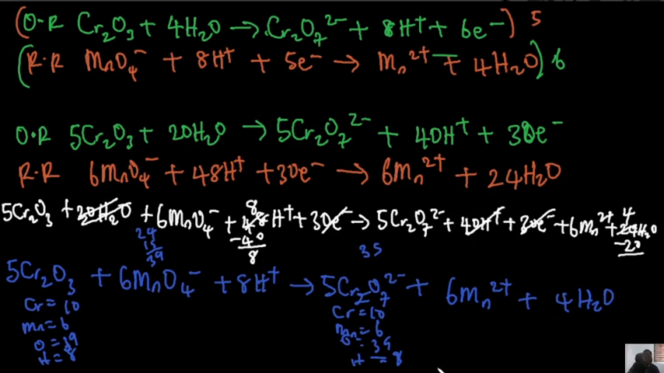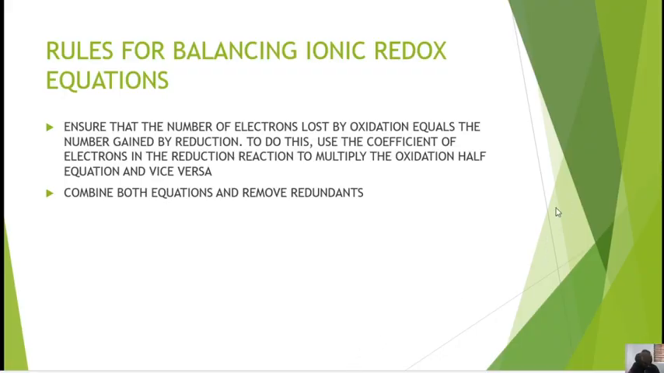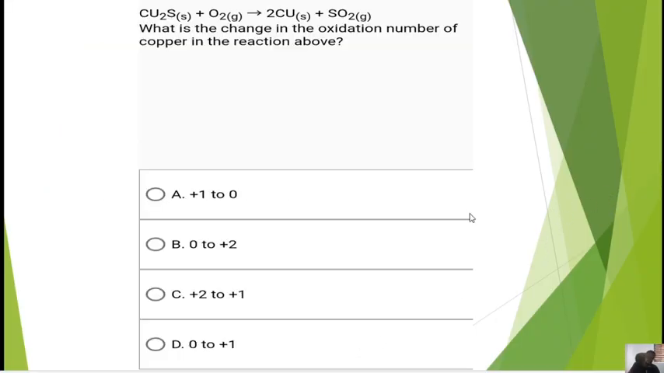So these are the steps that you should follow. Once you follow these steps, you can be able to balance any ionic redox equation. Now, for JAMB questions, you might not be asked to balance equations. I just show you all these steps so you will note the individual processes involved. If you are given a JAMB past question, let's consider a question.